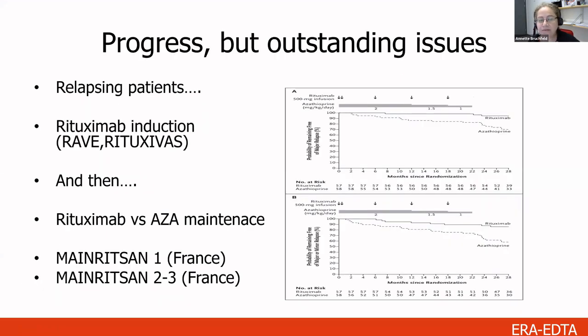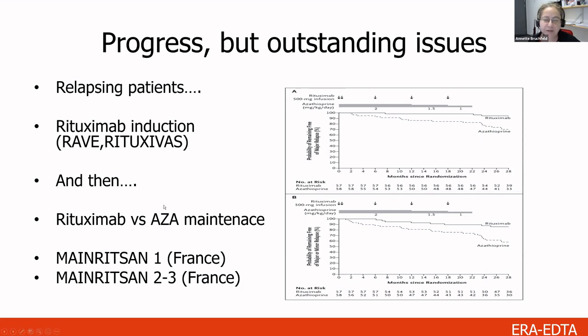So there's progress in this field, of course, but we still have outstanding issues. We have relapsing patients. What do we do with them? We know that rituximab is a good induction therapy that has been compared to cyclophosphamide and is frequently used also as induction, as first treatment, in many centers. But what happens then? What do we do after we have successfully induced our patients?